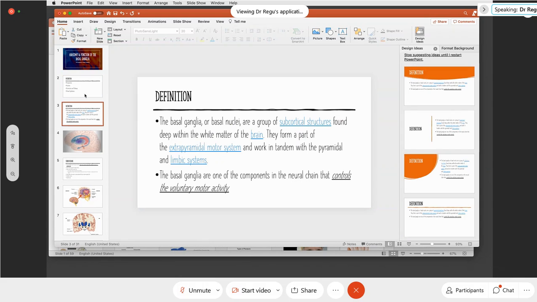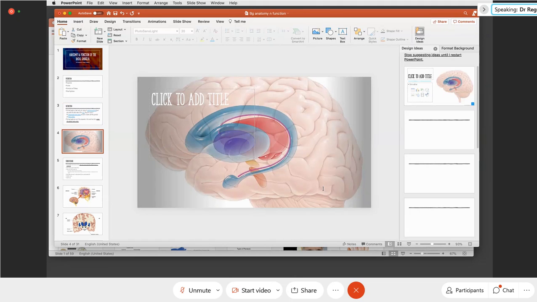Basically, back to the definition. The basal ganglia are subcortical structures. They form the extrapyramidal system, and they work together with the pyramidal and limbic systems to control voluntary motor activity indirectly. Here's a nice picture of the components of the basal ganglia. The red one is the thalamus.